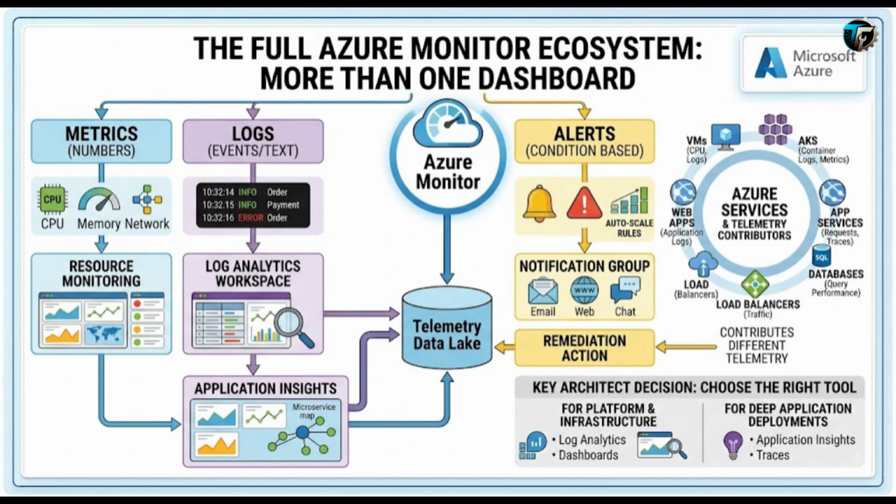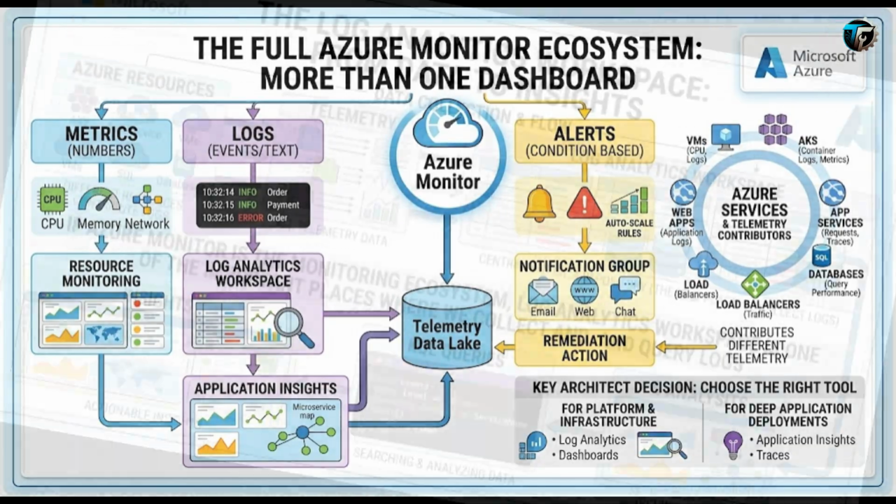Right next to these is Application Insights, a special tool that looks inside your code to see exactly how your app is behaving. The most important thing to remember as you start learning is that different Azure services contribute different telemetry. This just means that a virtual machine, a database, and a website will all share different types of information to help you see the full picture.